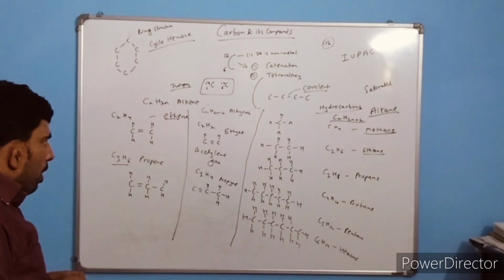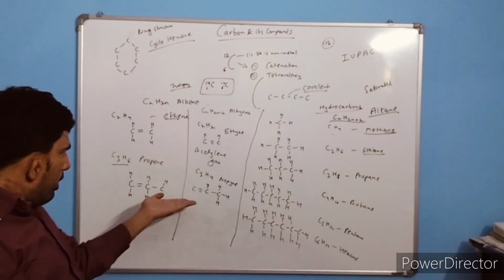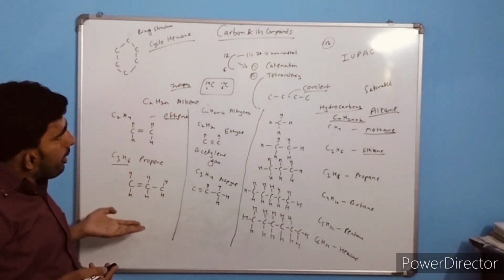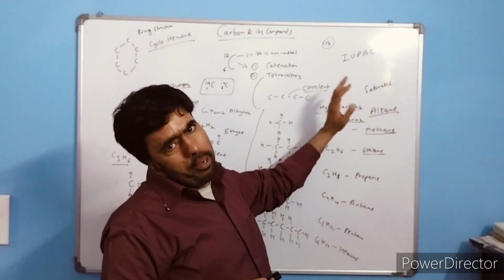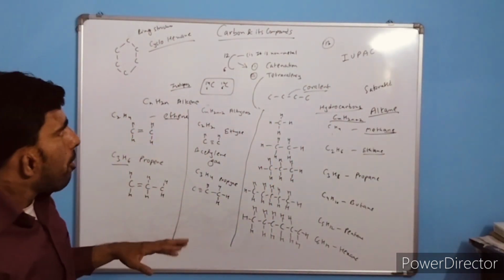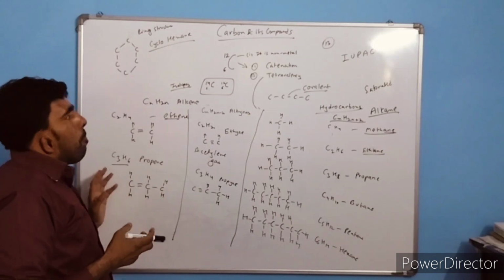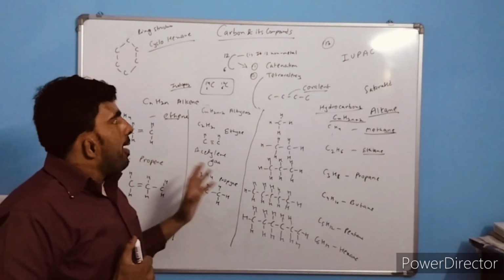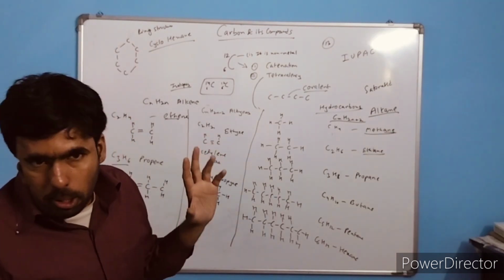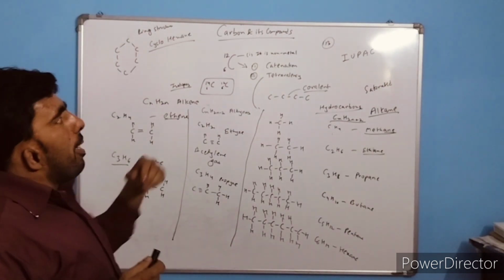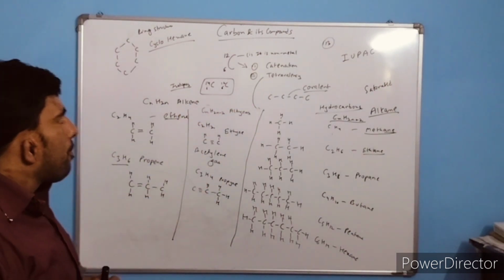So that is how we can now see: triple bond is there, alkyne; double bond is there, alkene; single bond is there, alkane. So you can easily now identify single bond, double bond, triple bond. So that is what they are called, hydrocarbons. So this is how the nomenclature is defined by the IUPAC.